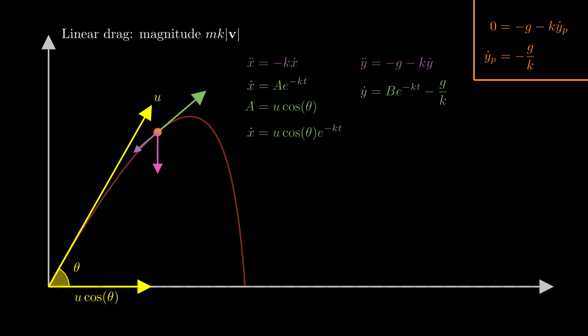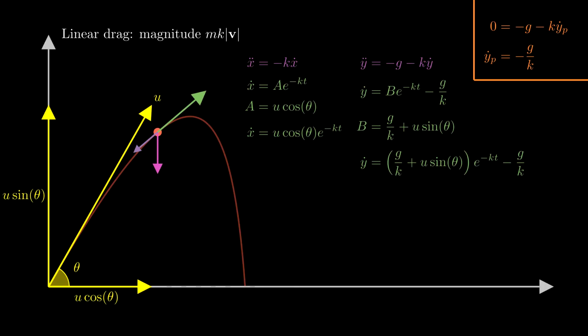Once again, we'll use the initial condition to get our b. So putting t equals 0, the exponential term is again just 1, so it doesn't do anything. And our initial vertical velocity this time is u sine theta. So that's what y dot must equal when t equals 0. And so adding the g over k gives b equals g over k plus u sine theta. And so y dot must be this whole guy, all multiplied by e to the negative kt, then minus g over k. And that's our velocity equations.